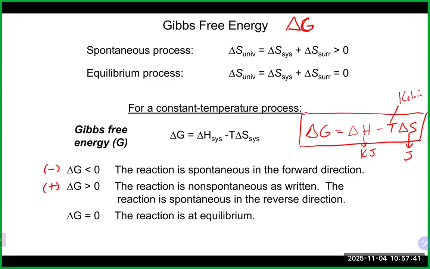Delta G, by the way, is typically given in kilojoules in terms of the answer. So typically delta G, similar to delta H, is usually given in kilojoules, with our delta S being the odd one out there, typically in joules.